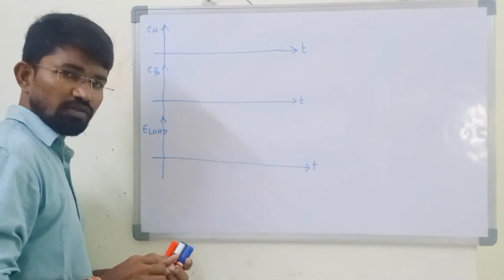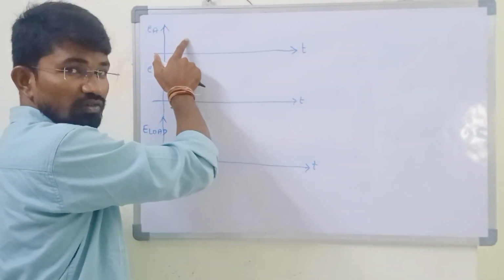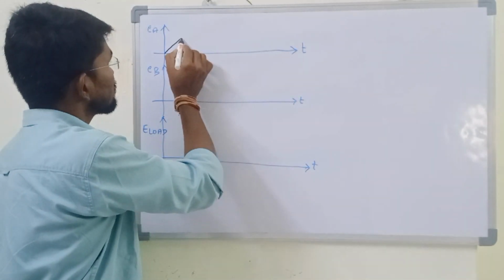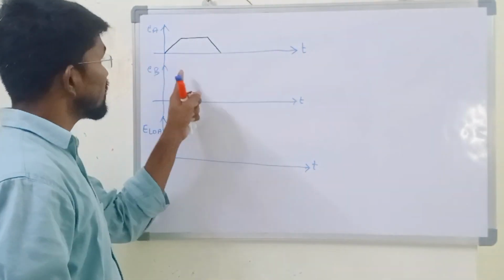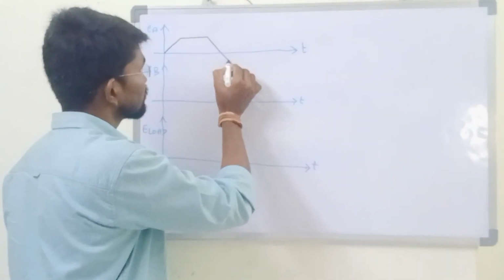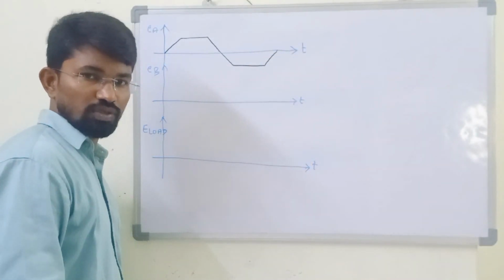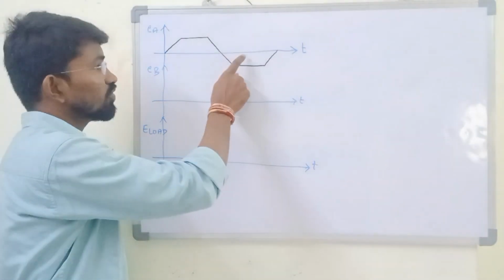Now try to understand from the previous two cases: when conductor A is under the influence of the north pole, what is the polarity of that induced EMF? That is a positive voltage. Yes or no? When conductor A is under the influence of the south pole, what is the polarity of that induced EMF? That is negative. Yes or no? Now can you tell me the reason why I am drawing a flat topped waveform here?